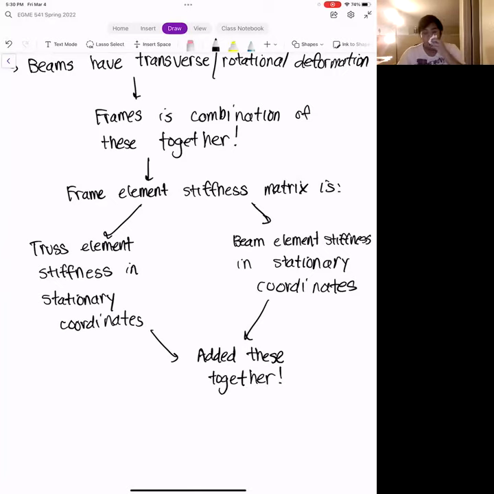Okay. So that's all it is. And so, there wasn't any new theory for frames. There wasn't any new equations for frames, because we had already developed all of them in the truss and the beam units. And so all we had to do was just kind of combine them together within a single framework, right? And so I think the most difficult part of this was taking our beam element stiffness matrix and then transforming it into the stationary coordinates, because we had never done that before.